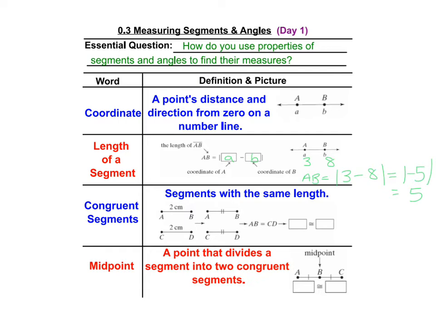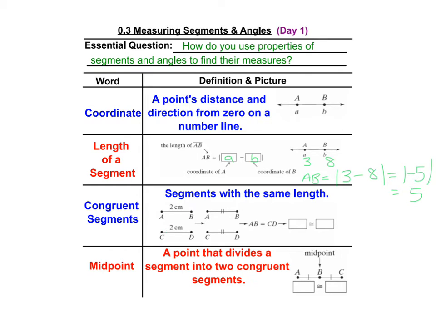Two segments are said to be congruent segments when they have the same length. You can identify congruent segments if they both have the same measure, like AB has 2 centimeters and so does CD. That means they're congruent because they're the same length.